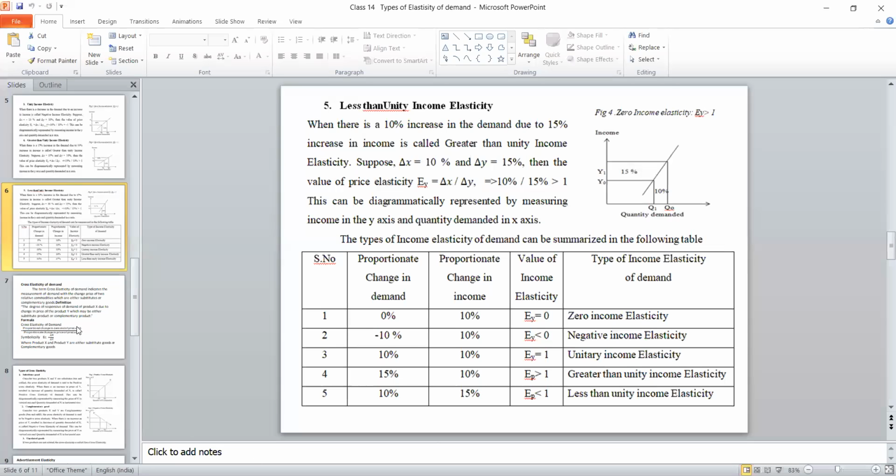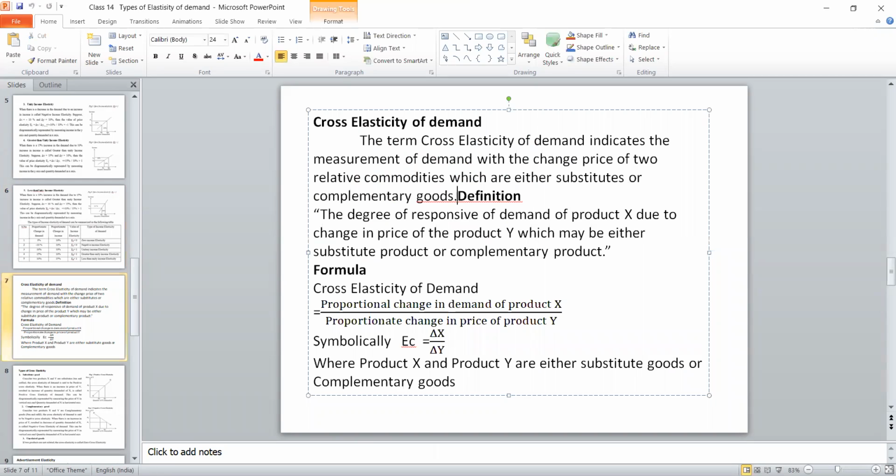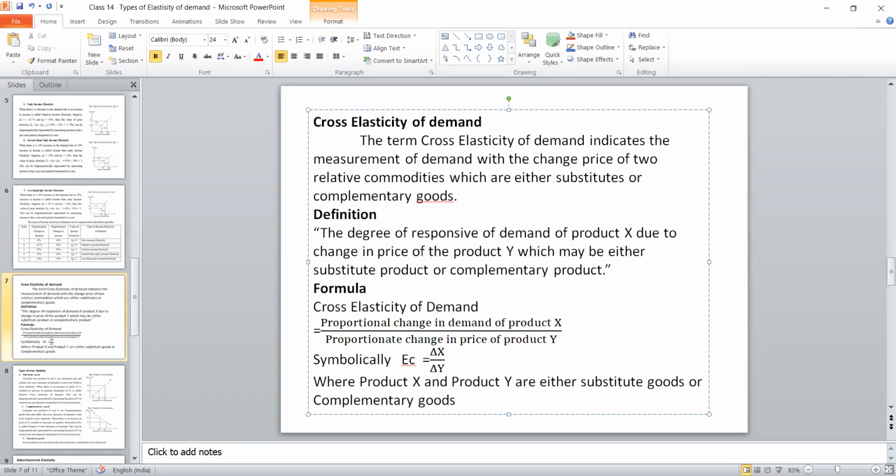Now let us move to the next type. It is called cross elasticity. Like other elasticities, the definition is slightly changing. Why? Because here two products are involved. This elasticity relates to related goods, which may be substitutes or complementary goods. So the definition, according to Alfred Marshall, is the degree of responsiveness of demand of product X due to a change in price of product Y, which may be either a substitute or a complementary good.